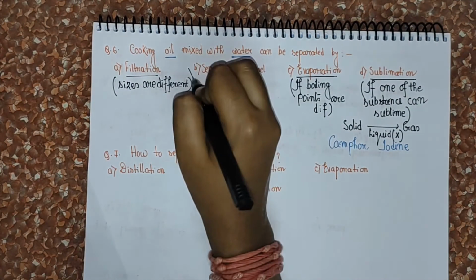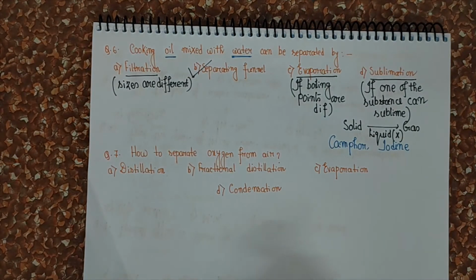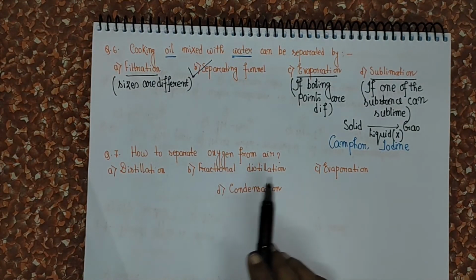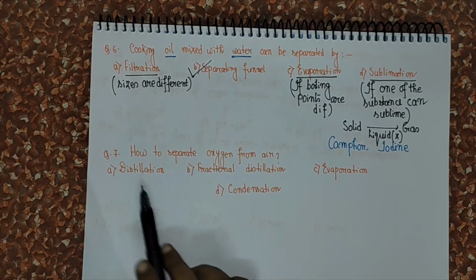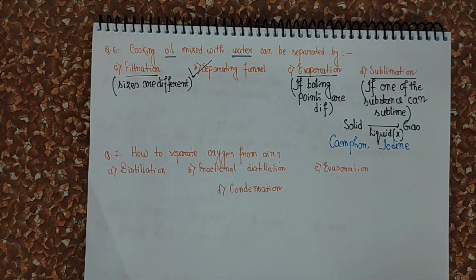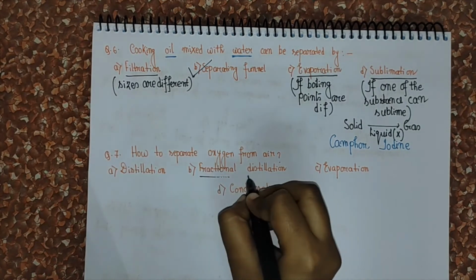That is a separating funnel. Okay. Now the next question: how to separate oxygen from air. The options are distillation, fractional distillation, evaporation and condensation. Do you know what fractional distillation is?